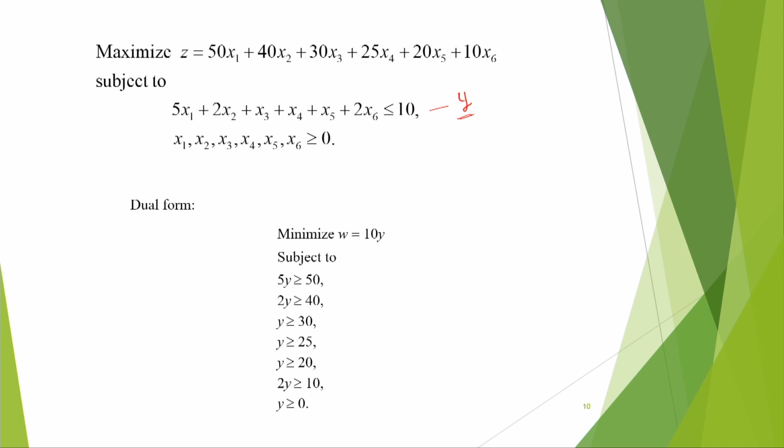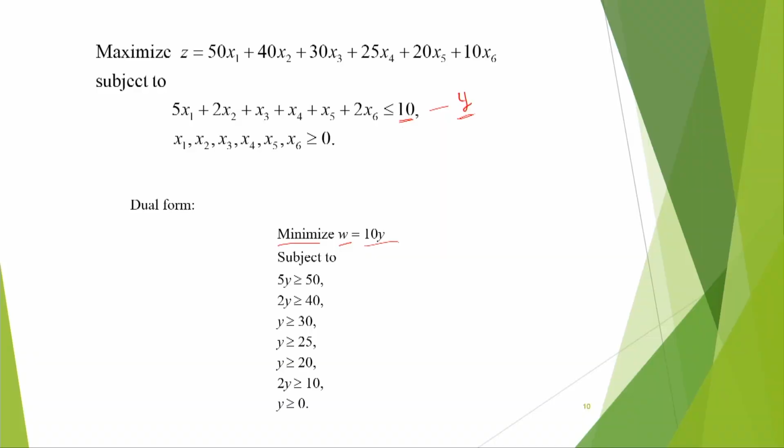So, maximize becomes minimize: maximize Z, so minimize W, equal to y times how much? This resource quantity is 10, so 10y. Therefore, minimize 10y. You minimize the total worth of the resource, because y is the worth per unit. And subject to how much?